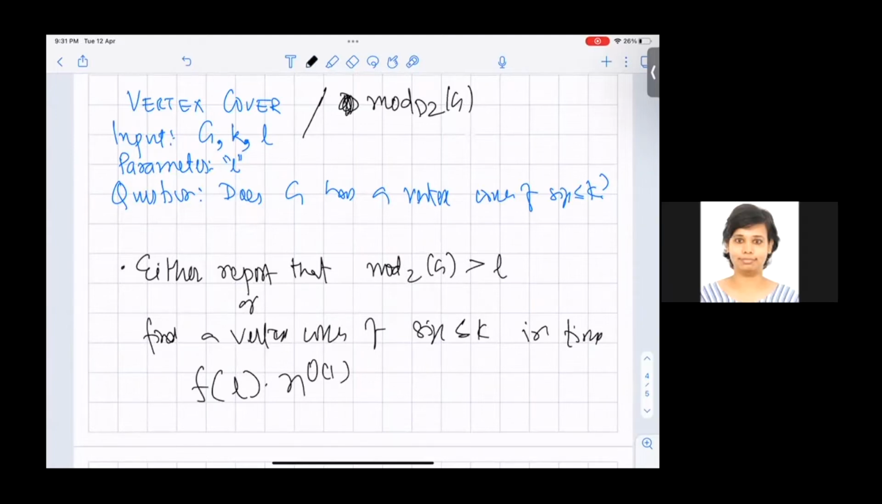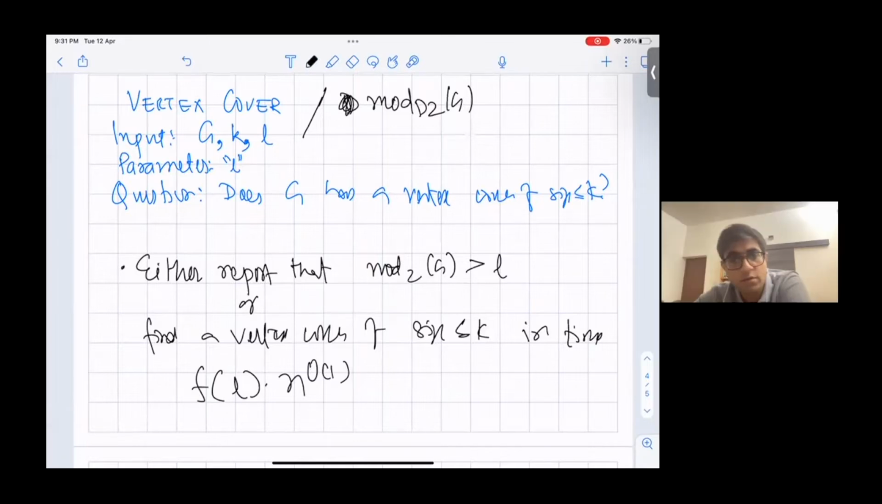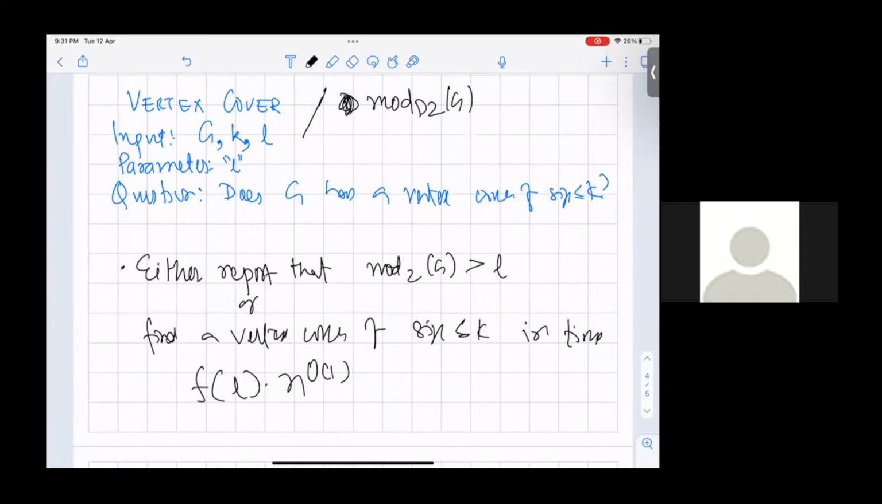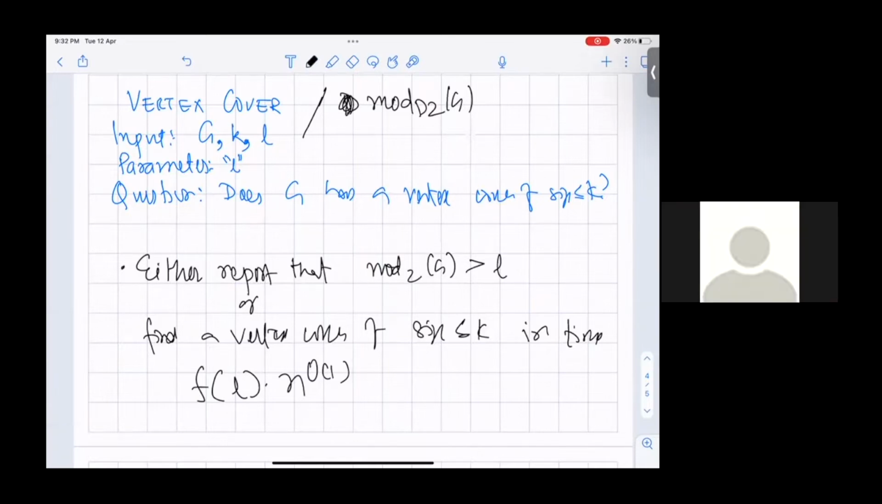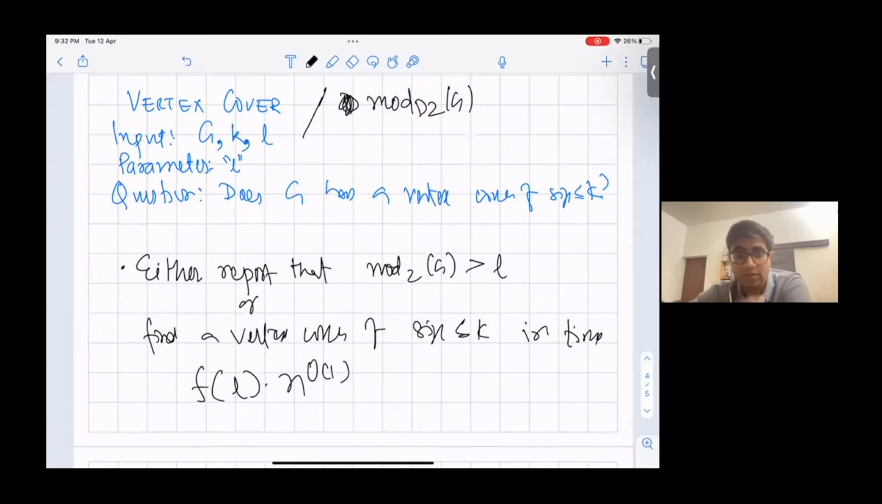I still don't understand the difference between oblivious and non-oblivious versions. In the oblivious version, S is not given to you. I just gave you a graph. That's the difference. And in the non-oblivious version, I also give you the set S.